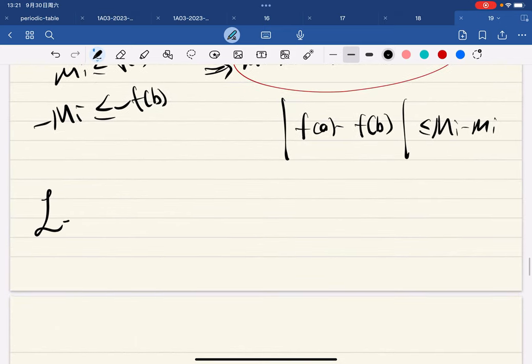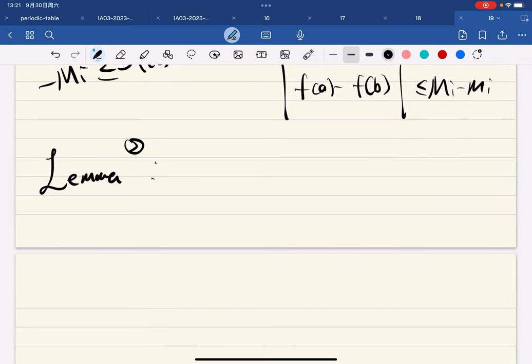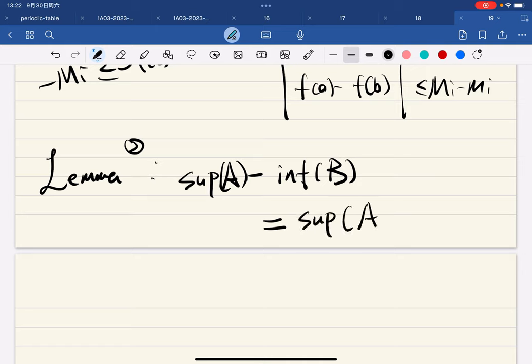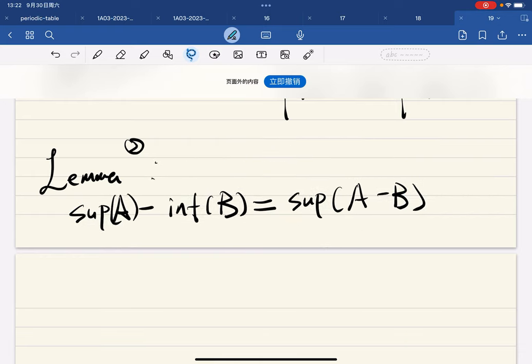And lemma number two is a fancy one, I think. We're going to use these two lemmas for our next two theorems. So the supremum of A minus the infimum of B, supremum A minus infimum B, is equal to the supremum of the set of all a minus b. This is lemma number 2.